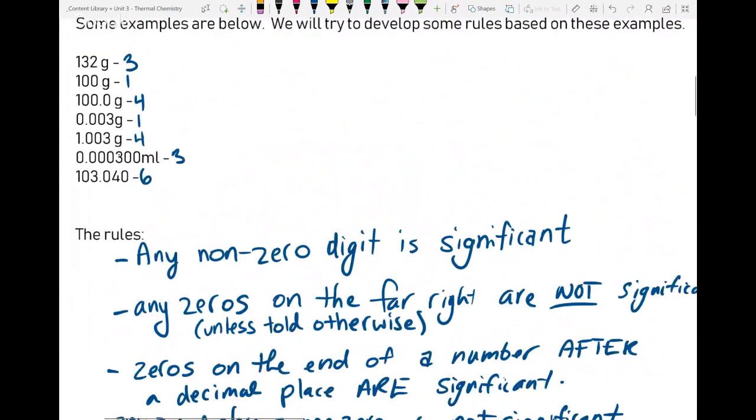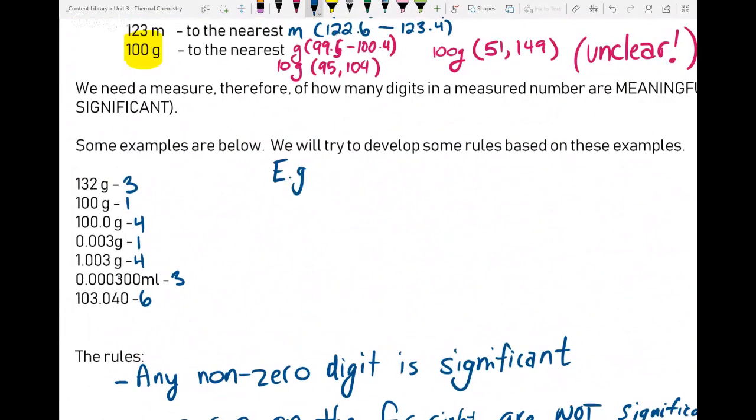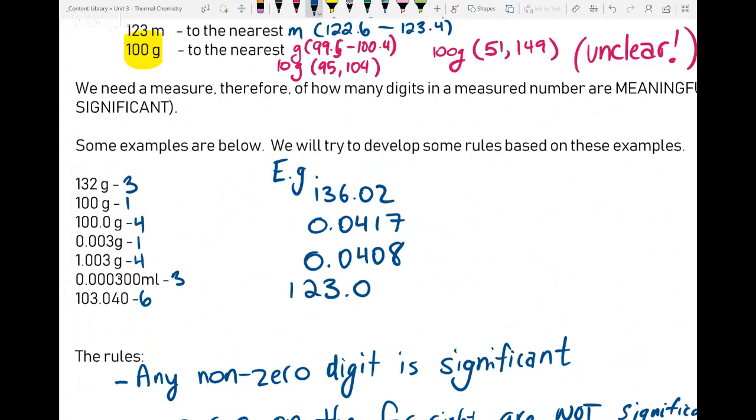So we're going to do a bunch of practice just to make sure you've got it. So let's use this space. Let's do some examples. So I'll give you a few first. Let's say 136.02. Let's say 0.0417, 0.0408, 123.0, 120. All right, try those. Take a minute and work them out.